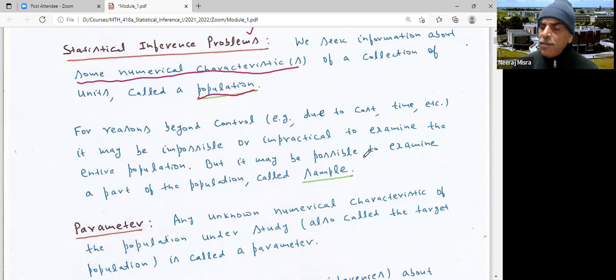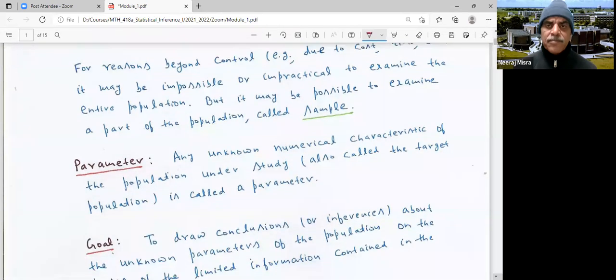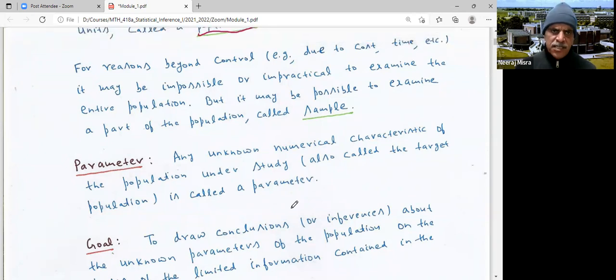However, it may be possible that we can examine just a part of a population, which we call a sample. So whatever information I have about the population is in the form of a sample, which is just a part of the population. Let me define what you mean by a parameter. Any unknown numerical characteristic of the population under study is called a parameter. So any numerical characteristic of the population is called a parameter.